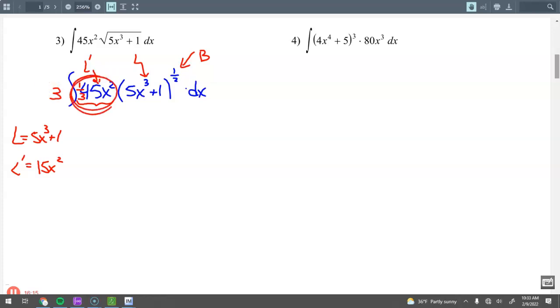And then what's going to happen to this? Once I have little guy prime set up, what can I do? He's gone. I integrate the big guy. So the big guy is a power, so I add 1. I multiply by the reciprocal. There's already a 3 out there, so that has to come down with it. I leave the little guy alone. And then I remember my plus c. And then you would go, okay, 3 times 2/3 is 2.